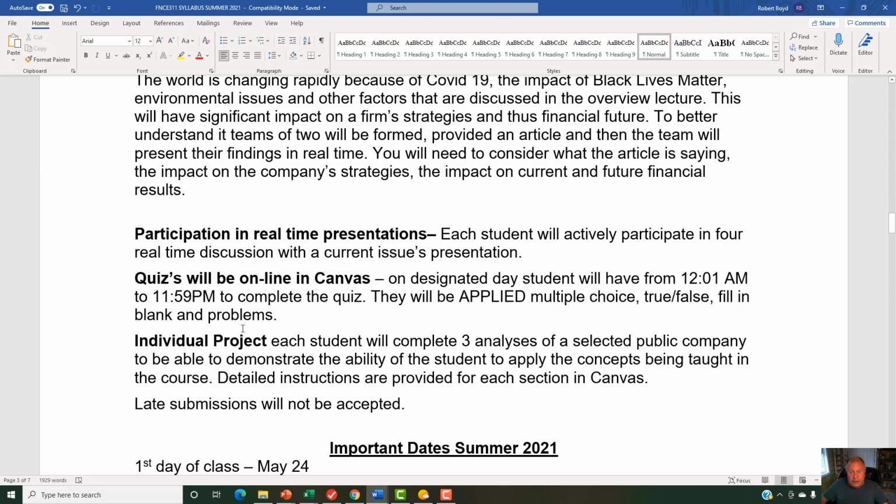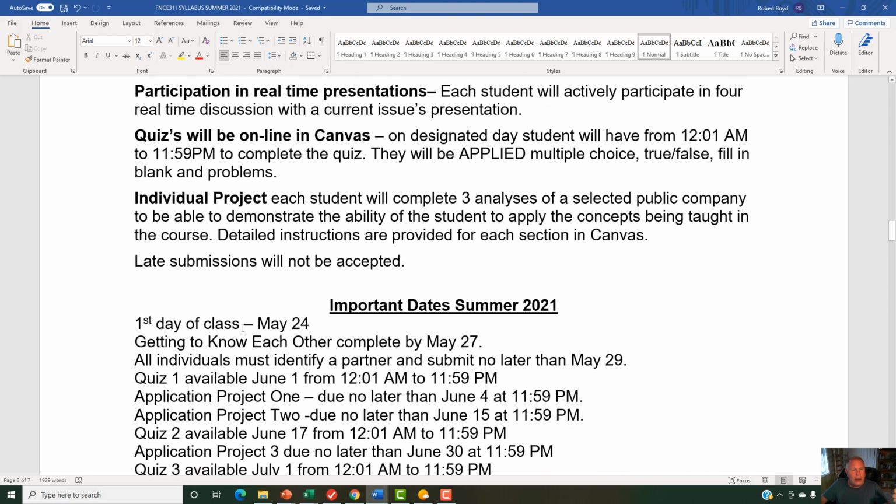Quizzes will be online in Canvas. On the designated day, students are going to have from 12:01 a.m. to 11:59 p.m. to complete the quiz. They're going to be applied: multiple choice, true/false, fill in the blanks, and problems. It's not something where you can memorize stuff. Memorizing isn't going to help you. Understanding the material, where it is, what the tools are, and how you use them is important.